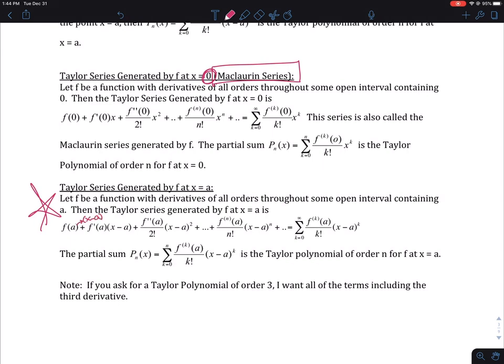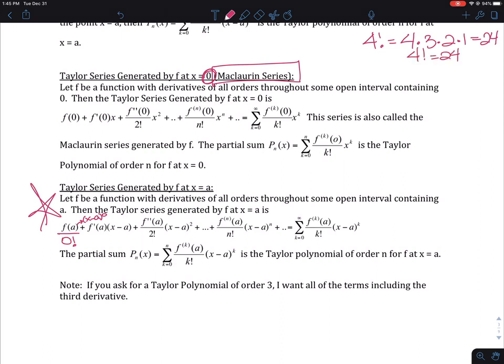x minus a to the 0 power over 0 factorial. That exclamation point is what we call factorial. In case you don't remember what a factorial is, if I have 4 factorial, that means that I take 4 times 3 times 2 times 1. So 4 times 3 is 12, times 2 is 24, times 1 is still 24. So 4 factorial is 24.